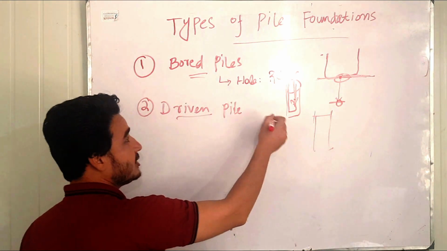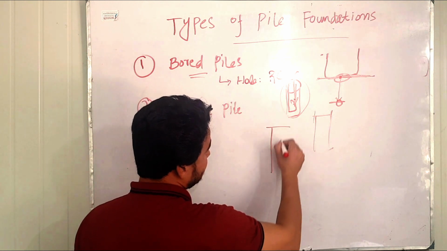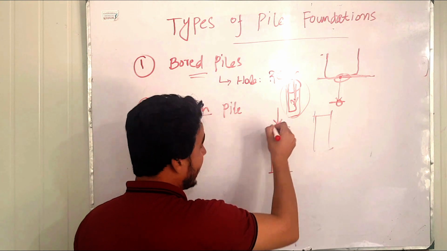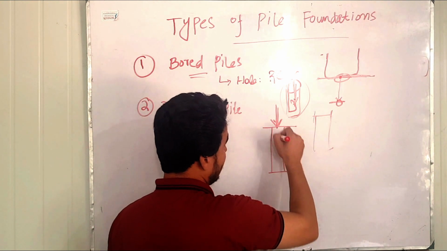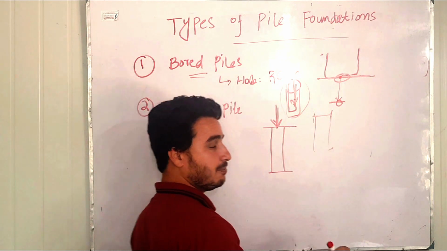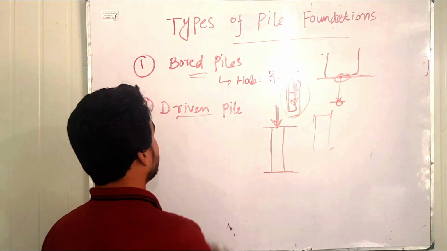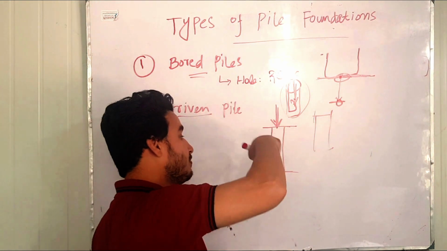And driven pile means there is no borehole made. Instead, this H section is inserted using a hammer. A hammer is used to insert this pile into the sub foundation, and that is how this is used. So this is why we call it driven pile, because it is driven through power.